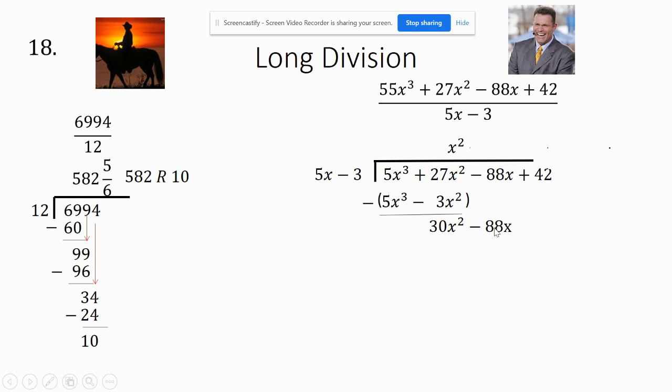Now I'm going to bring down this 88. And then I do the same thing. What would I multiply by 5x to make 30x squared? Well, that would be a 6x. So I'm going to put the 6x right here. Notice the x squareds are all lined up.